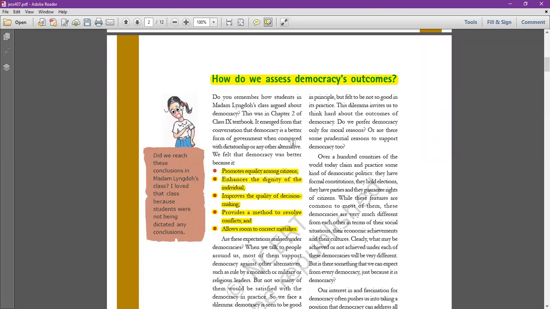Without election you cannot imagine democracy, first of all. So election democracy में होना बहुत जरूरी है. And second, free and fair election must be there. Now with election what happens? Election से होता क्या है? People get the political rights. लोगों को political rights मिलते हैं.